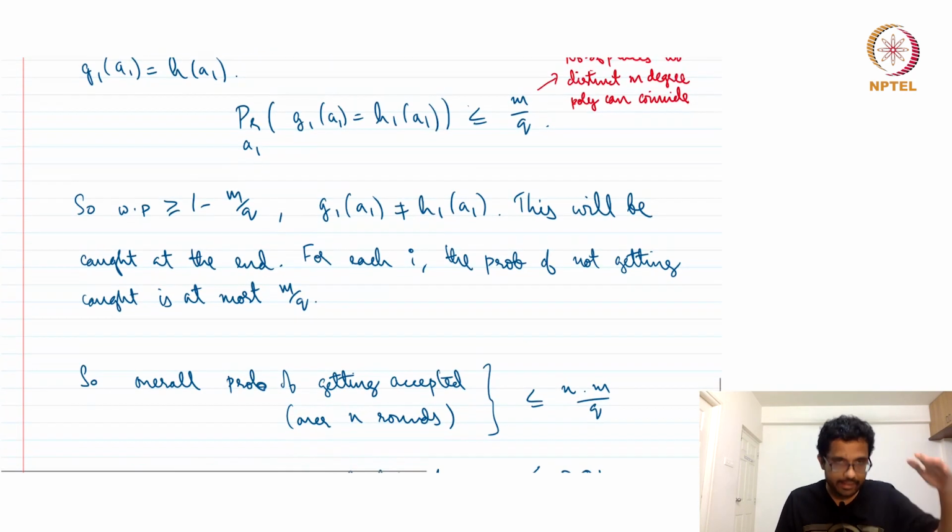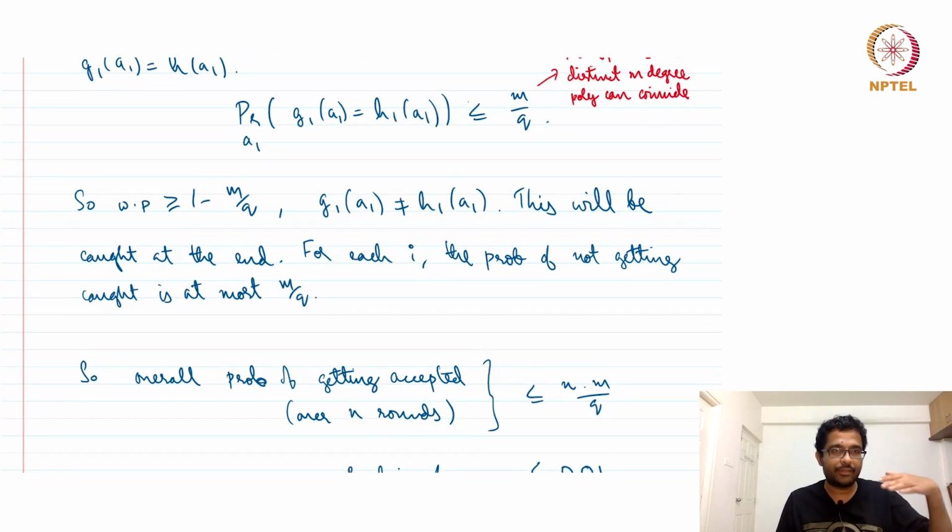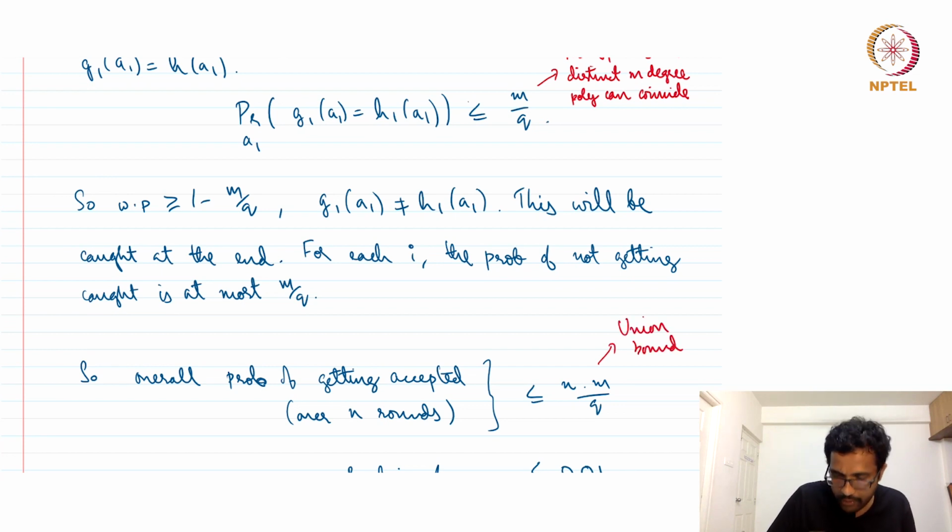And at each stage, there are n stages, because there are n variables x1 to xn. What is the probability that he gets lucky? It's at most m by q. So what is the probability that he gets lucky in any of these stages? One way is the union bound. So he gets lucky in round 1 or round 2 and so on. There are n rounds, so the probability is at most n times m by q.